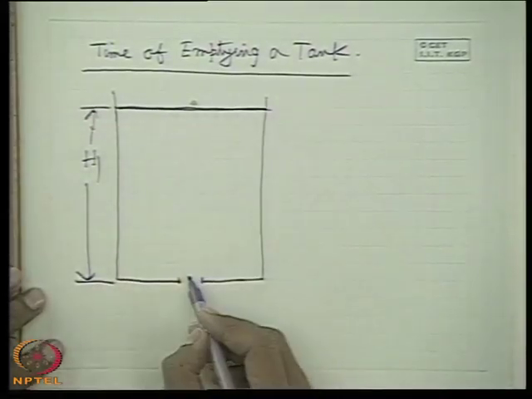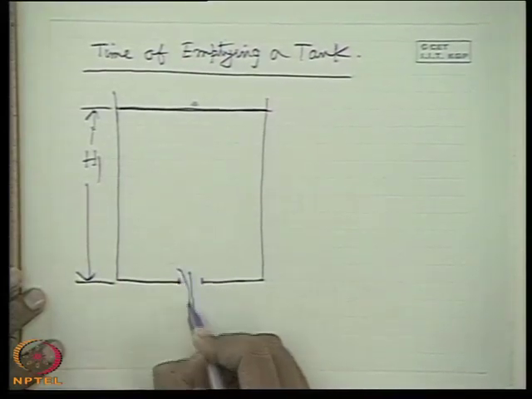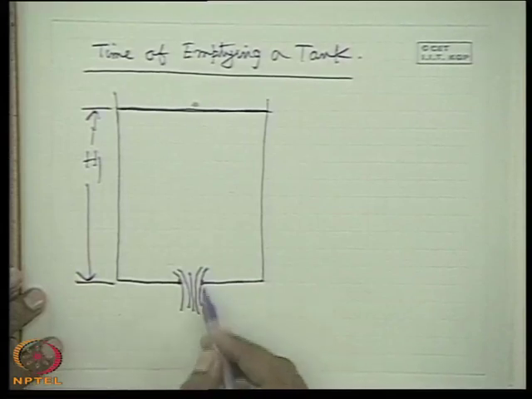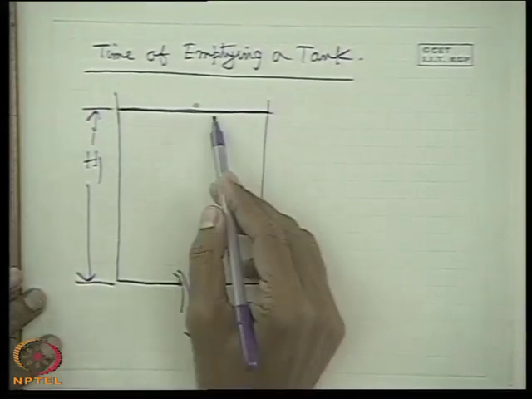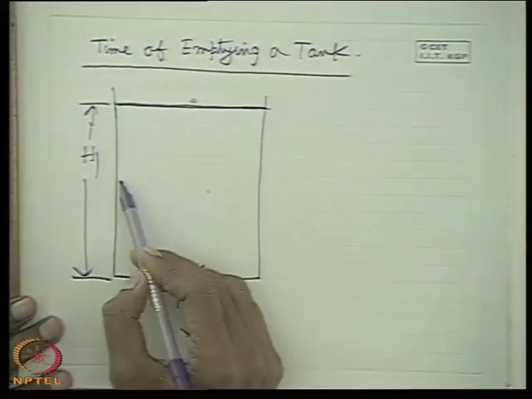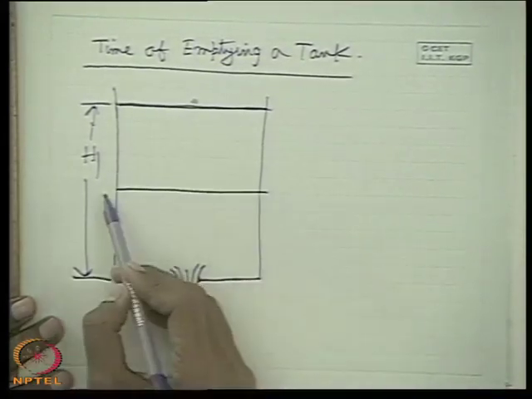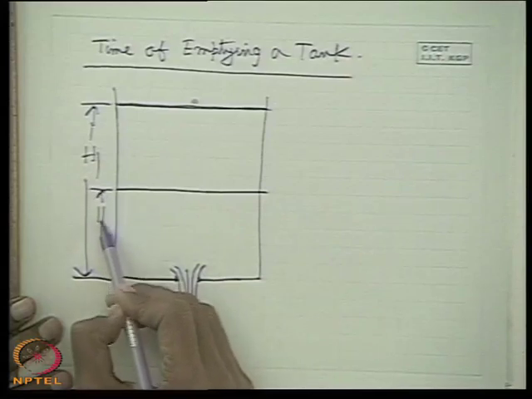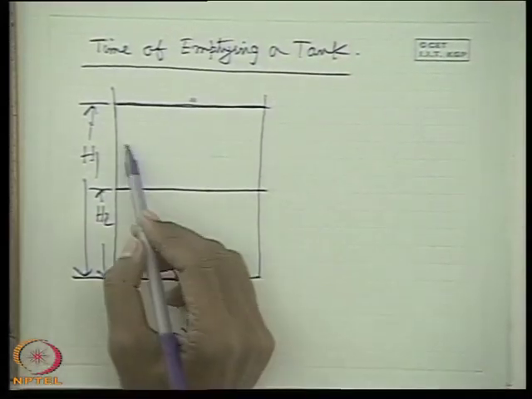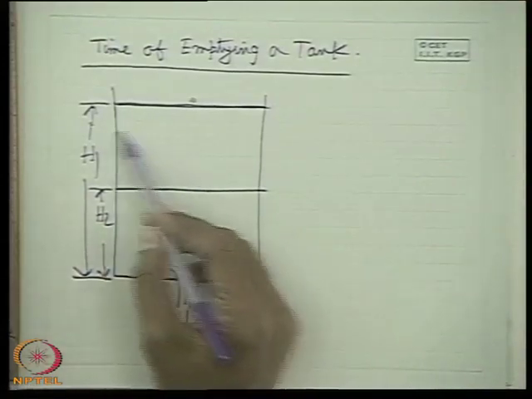So what will happen? The streamlines are like this, let me draw this. The water will be drained out through the orifice, so the head will decrease. The problem is posed like that: what time will it take for the head to come from H1 to H2? This type of problem is very simple. So this orifice is under a varying head.